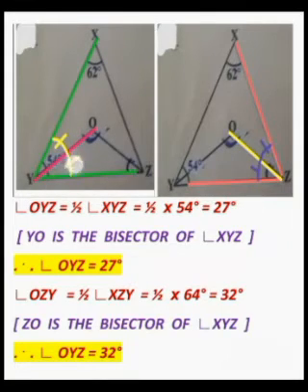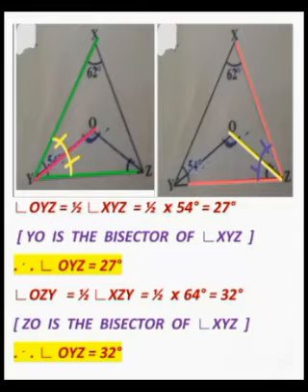So, to find only this angle OYZ, how can you write it? Angle OYZ is equal to half of XYZ. Half of XYZ is how much? The full angle, how much did you get? 54 degrees. So, 1 by 2 into 54, if you cancel, 2 1s are 2, 27s are 54. So, OYZ is equal to 27 degrees. Here the reason is OY is a bisector of angle XYZ.